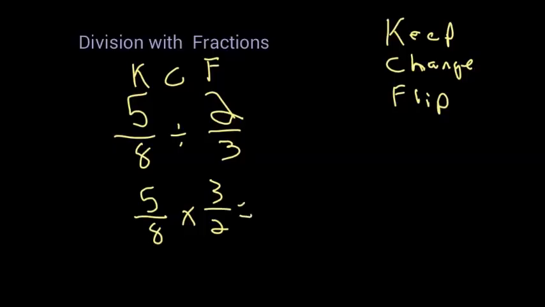And then I just multiply like I would normally multiply. So 5 times 3 is 15, 8 times 2 is 16.